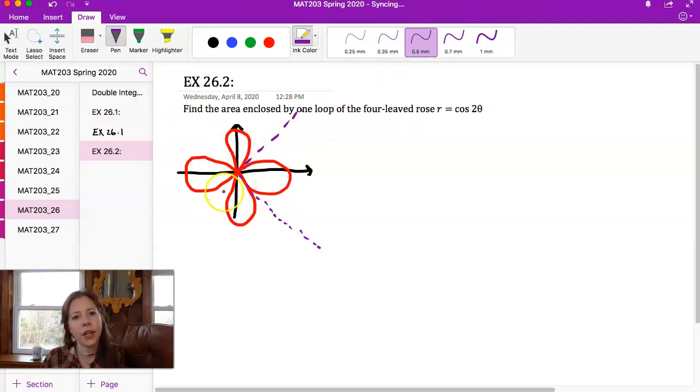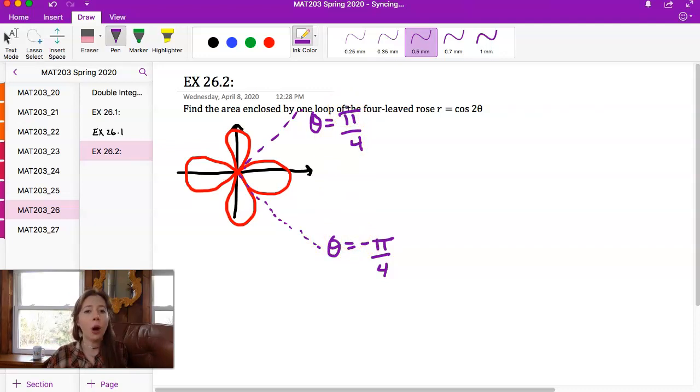So if we looked at this, we're going to have one loop. Let's set the lower bound to theta equals minus pi over 4, and the upper bound is going to be theta equals pi over 4. Okay, so we're going to go from minus pi over 4 to pi over 4. And go ahead and pause this and try it on your own if you'd like, and then hit play when you're ready to see the solution.